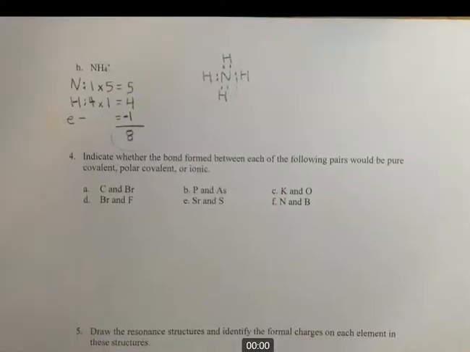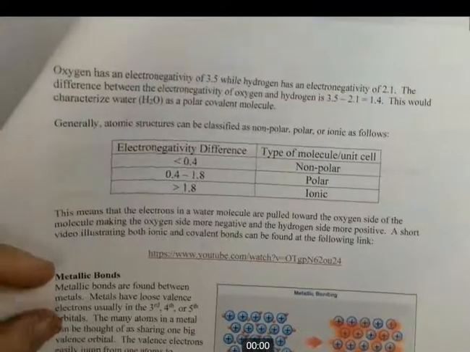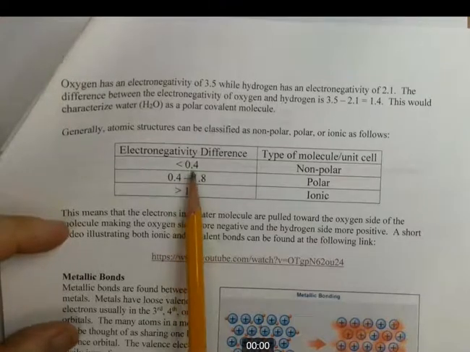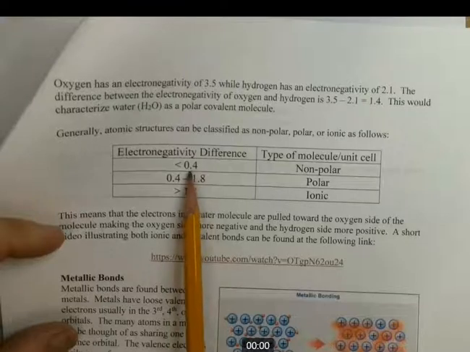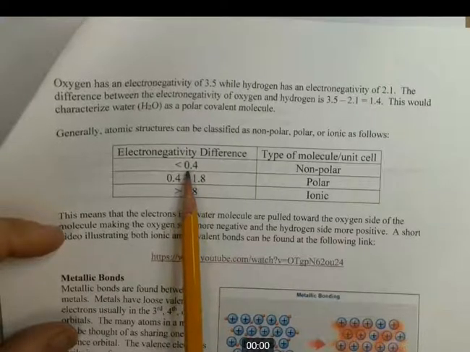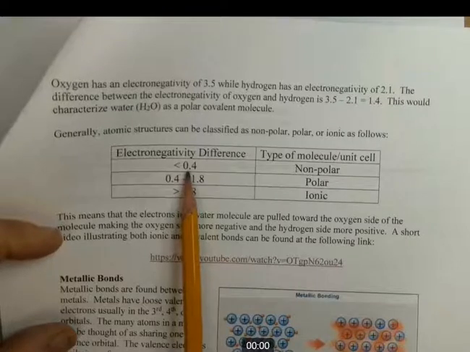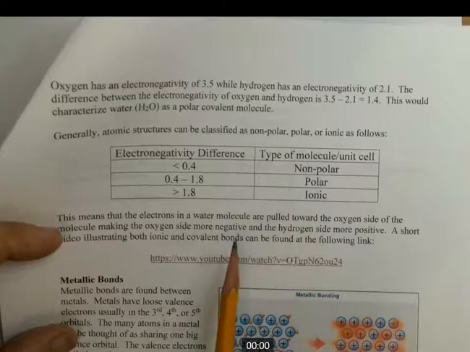Okay, let's go to question 4. It says indicate whether the bond formed between each of the following pairs would be pure covalent, polar covalent, or ionic. So what you need to do for this is get your notes out, and there's a table on page 7 right here, and it simply tells you that if the electronegativity difference between the two atoms is less than 0.4, that means one of them is not really any more electronegative than the other. They're both pretty close. That means one of them is not going to be pulling more on the electrons than the other. Then it's a nonpolar covalent bond.